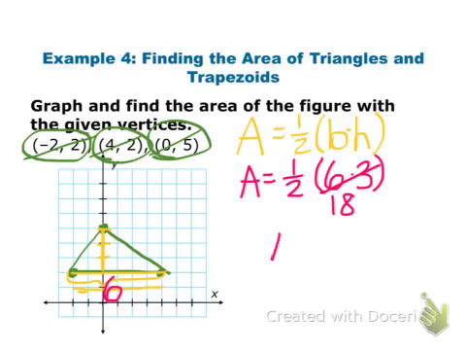1/2 of 18 is 9. And then we don't have centimeters, feet, whatever, so we just call it units, and because it's in area, it's squared. If it was centimeters, it'd be centimeters squared, or meters squared, or feet squared, inches squared, whatever it happens to be in.